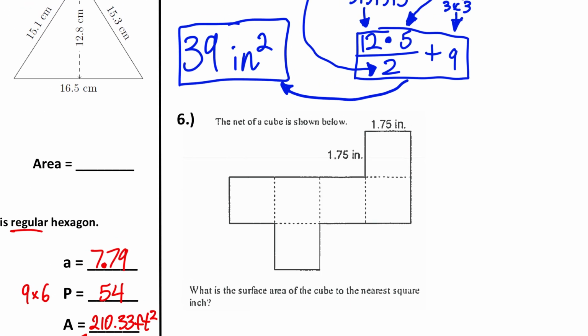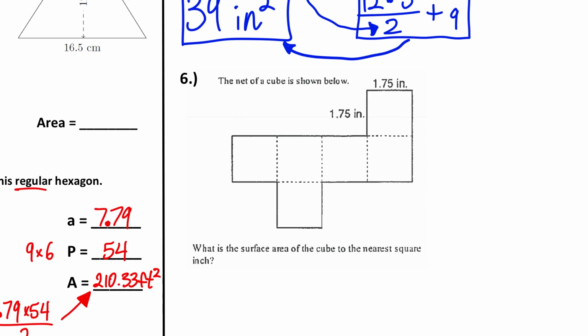Next one, number 6. Okay, we have the net of this cube. Remember a net, we talked about this just a little bit. A net is when you take a three-dimensional shape and you unfold it. It's like having a cereal box or whatever. When you break that box down, cut one of the sides and it just basically unfolds. So this thing right here, if you were to cut this thing out and fold it up, this would turn into a cube. So we want the surface area.